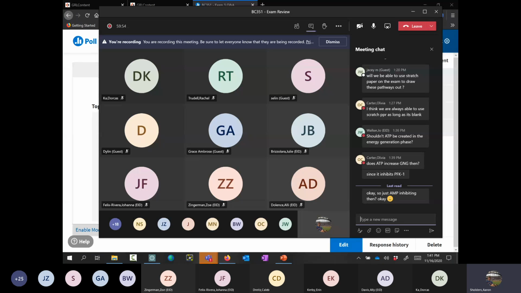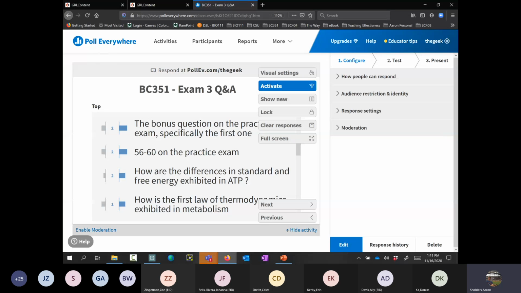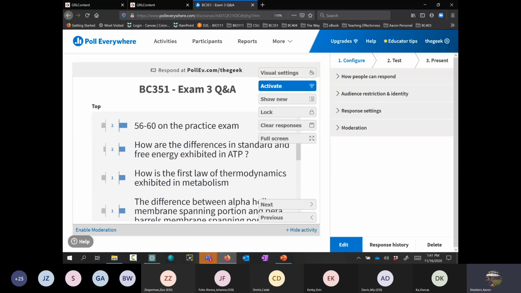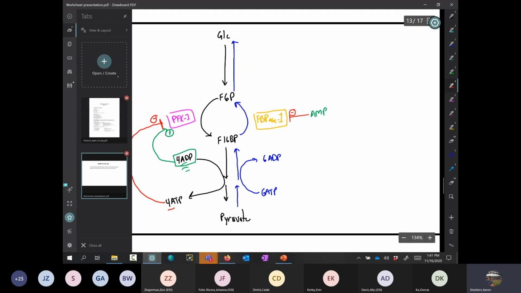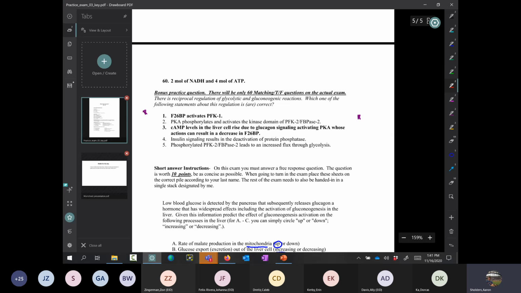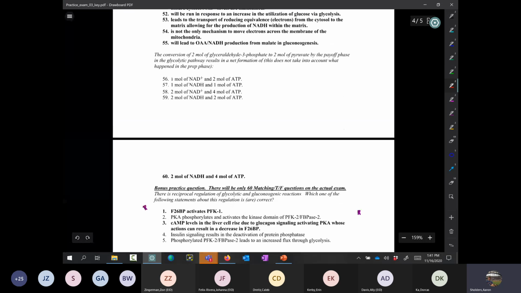Okay, so let's go back to this. Let me make this probably one of the last questions I'm going to look at here, and then we'll go from there. So 56 through 60 on the practice exam. The conversion of 2 moles of glyceraldehyde 3-phosphate to 2 moles of pyruvate by the payoff phase, another term for energy generation phase, in the glycolytic pathway resulting in net formation of blank. Which of those is right?